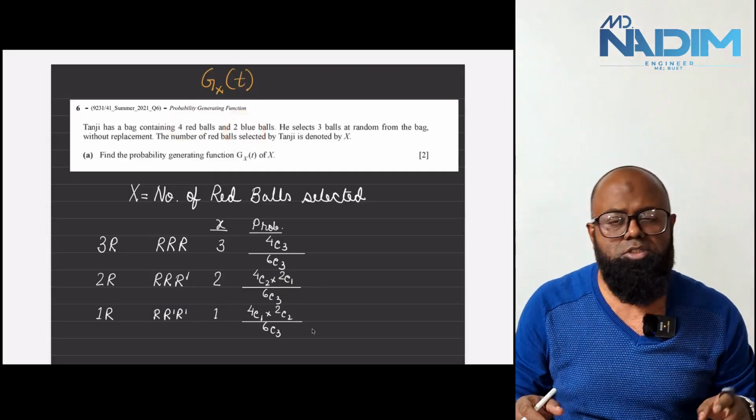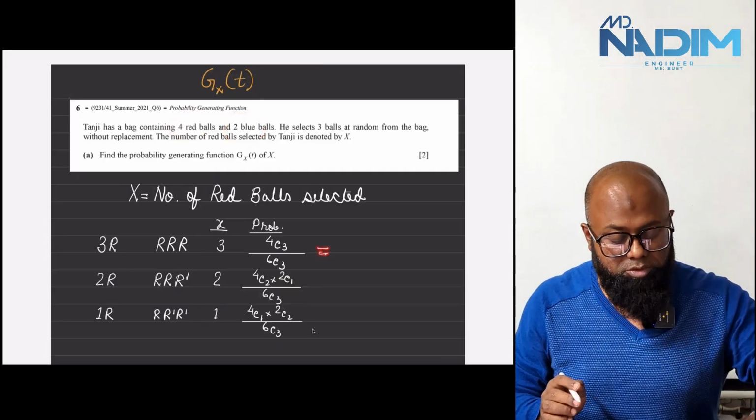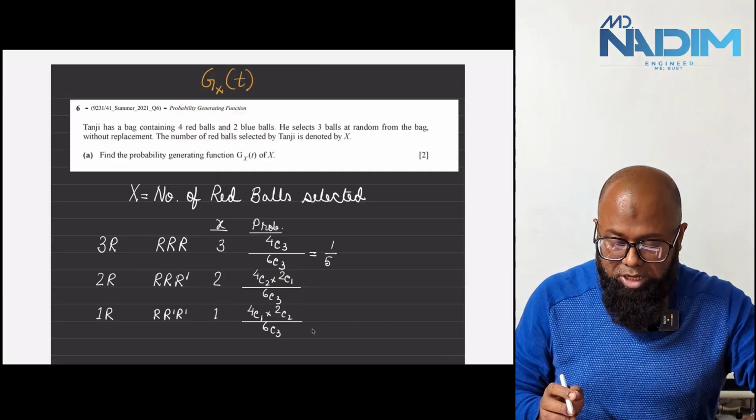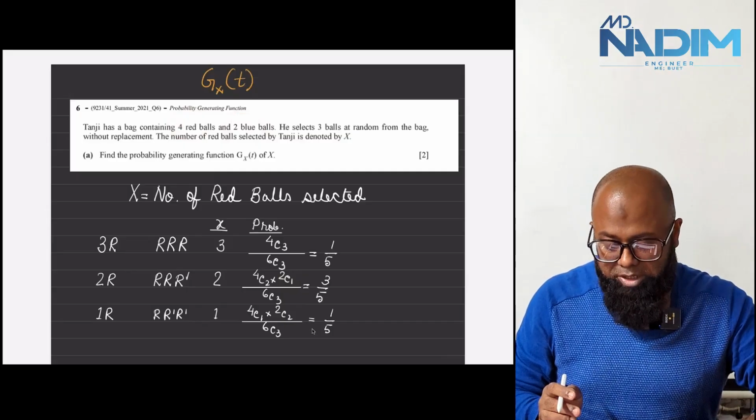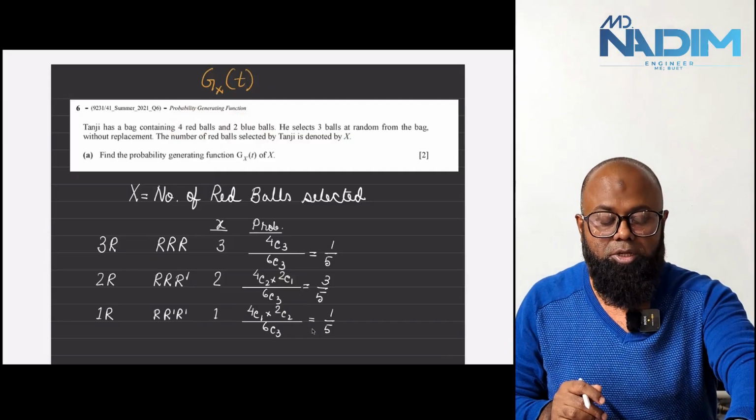So this is the general concept of permutation and combination. Now if you use your calculator, you will get the values 1 by 5, then 3 by 5, and then 1 by 5. So these are the values that we can get from here.